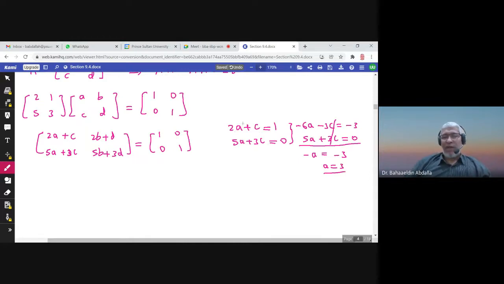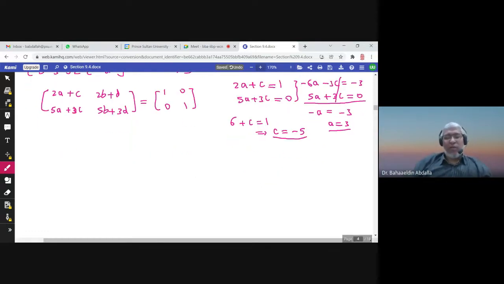Okay, I have A. Can I find C? Yeah. If A is 3, then 2 times A is 6, plus C equals 1, and C would be 1 minus 6, which is negative 5. Oh, good.